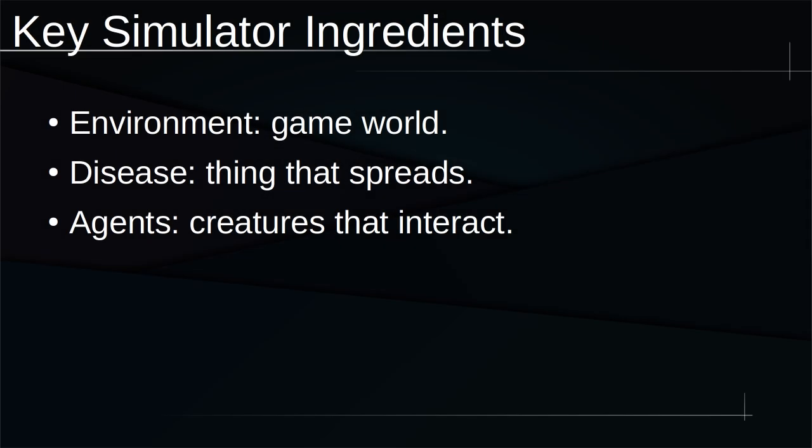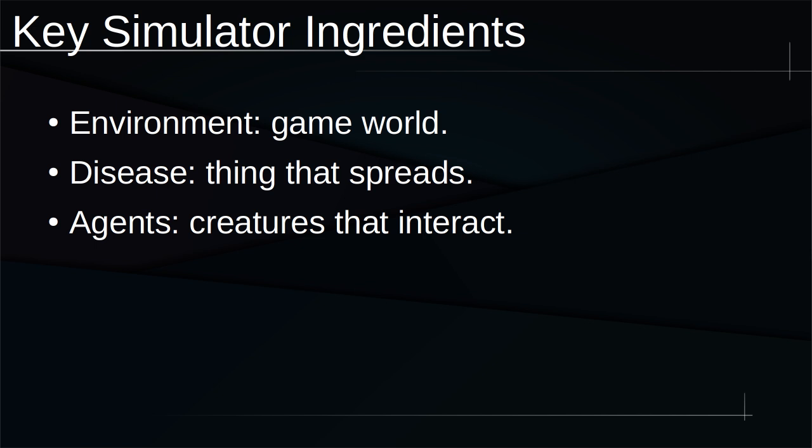Now that we're equipped with an understanding of entities, components, and systems, let's start digging into the crucial pieces of an epidemiological simulation. In principle, we just need 3 key ingredients: a game world or environment in which events can temporally and spatially transpire, a disease that can be contracted and transmitted, and a set of creatures or agents that can interact with one another, the disease, and the environment. How might we use ECS to implement all these?